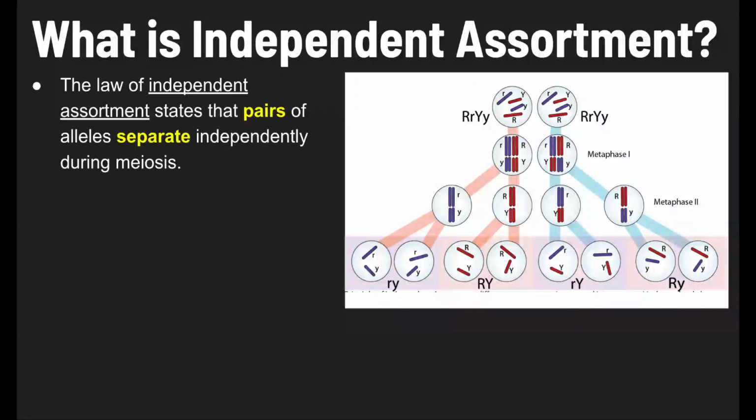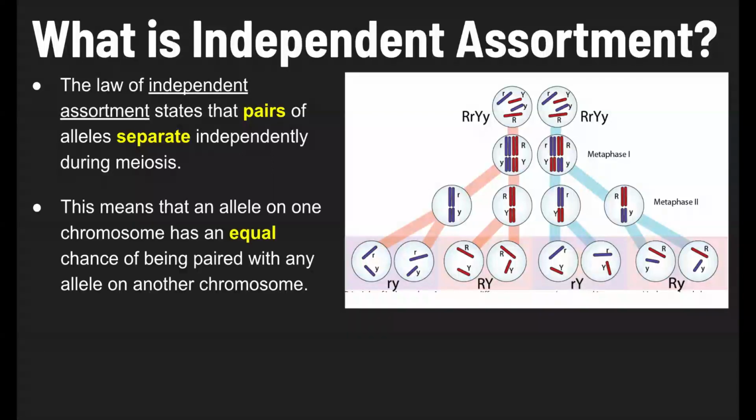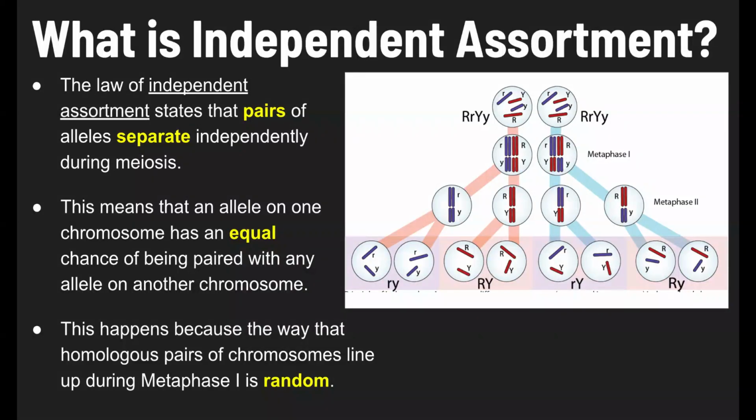The law of independent assortment states that pairs of alleles separate independently during meiosis. And this means that an allele on one chromosome has an equal chance of being paired with any allele on another chromosome. This happens because the way that homologous pairs of chromosomes line up during metaphase is random.